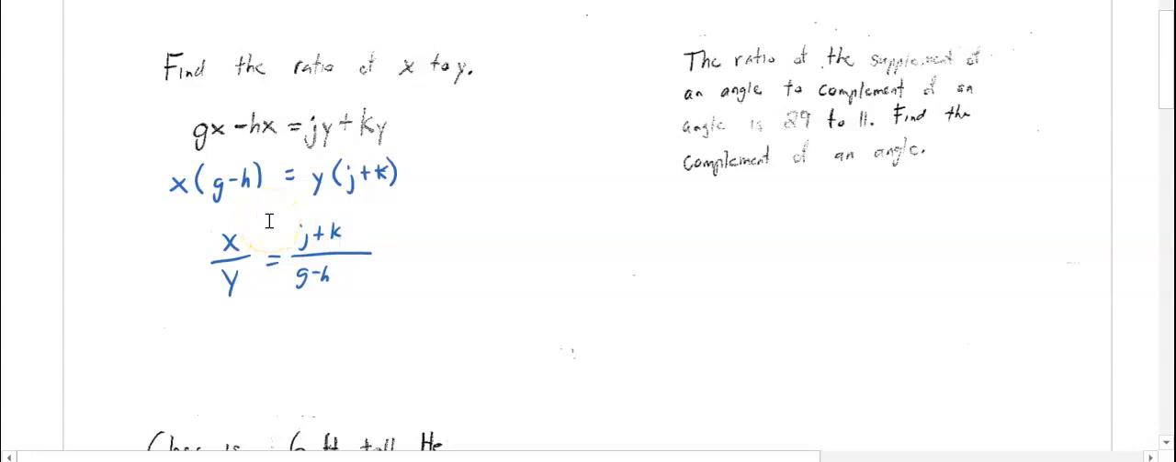The ratio of a supplement of an angle to a complement of an angle is 29 to 11. Find the complement of the angle. So remember that a supplement is 180 minus x, a complement is 90 minus x, and we are going to set it equal to that ratio 29 over 11 and cross multiply. So we get 11 times 180 minus x is equal to 29 times 90 minus x.